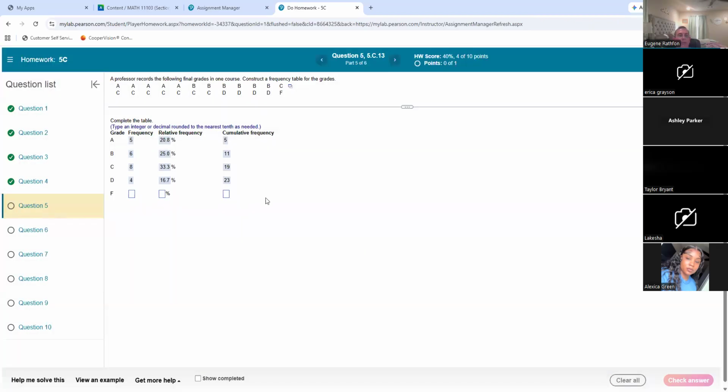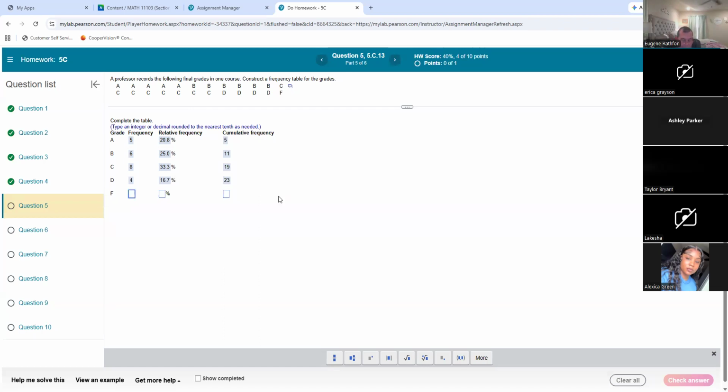All right, how many F's? So, y'all, we just got one F, right? All right, so 1 divided by 24 gives me 0.04166. If I move that decimal right, I get a 4 point. So my 1 has a 6 after it, so that's going to be a 4.2. And y'all, finally, the final cumulative frequency is, what y'all got? 24.